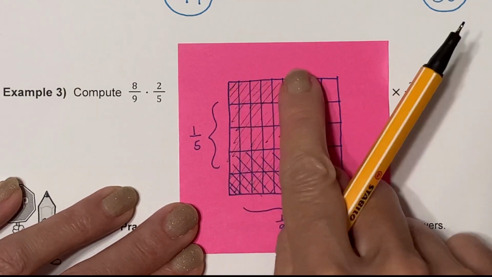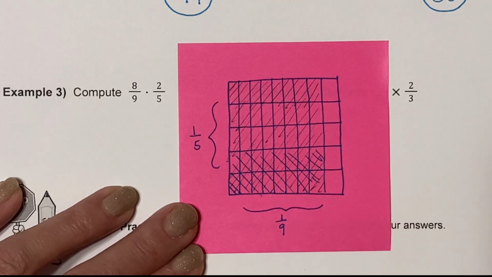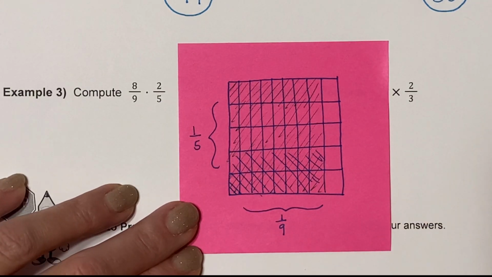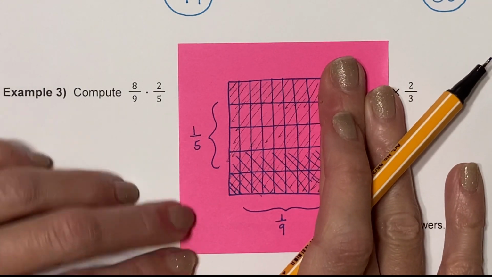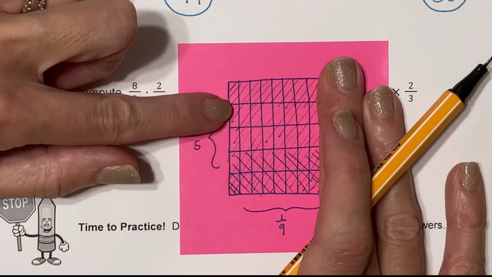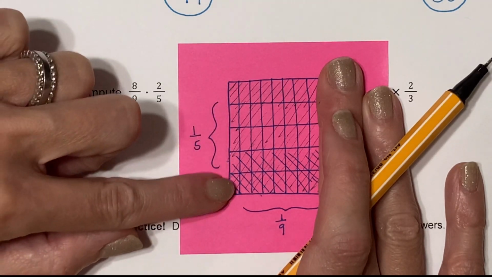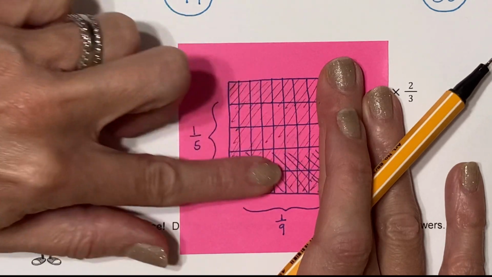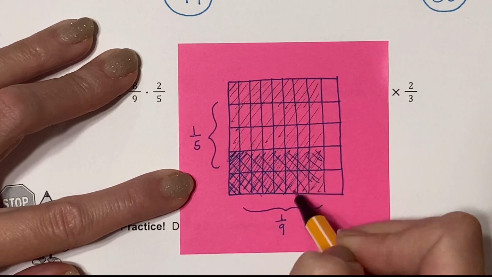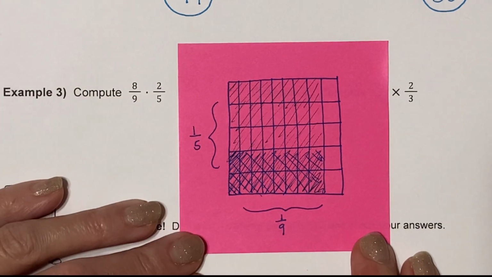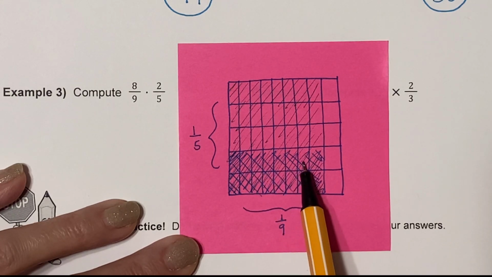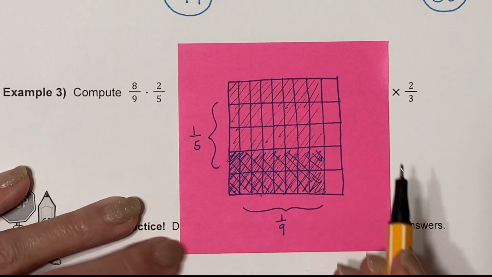So these are all colored in this color here, this left hatch. And then 2/5, well, if I broke these 8/9 up into 5 equal parts, here's 1, 2, 3, 4, 5, and I only want 2 of those parts, that means that's this section right here. This right here is how many I'm looking at. Okay, well, how many is that? 1, 2, 3, 4, 5, 6, 7, 8. And then another group, that's going to be 16.